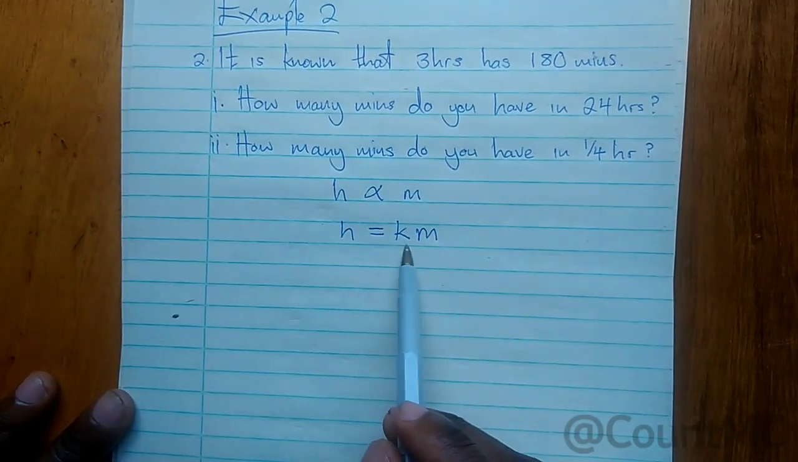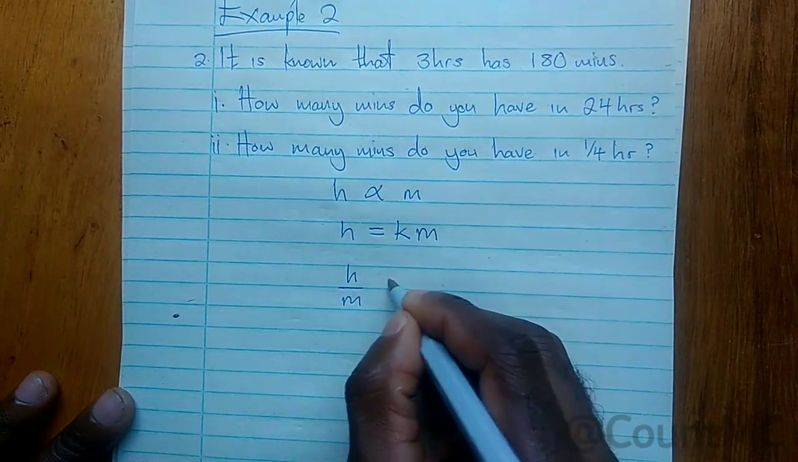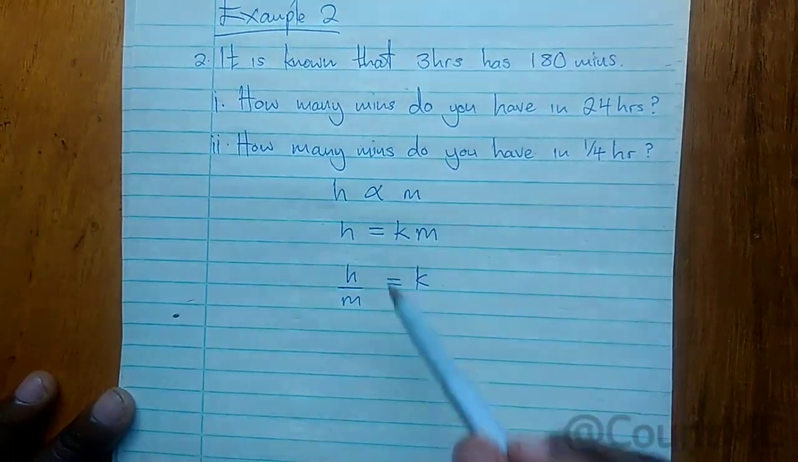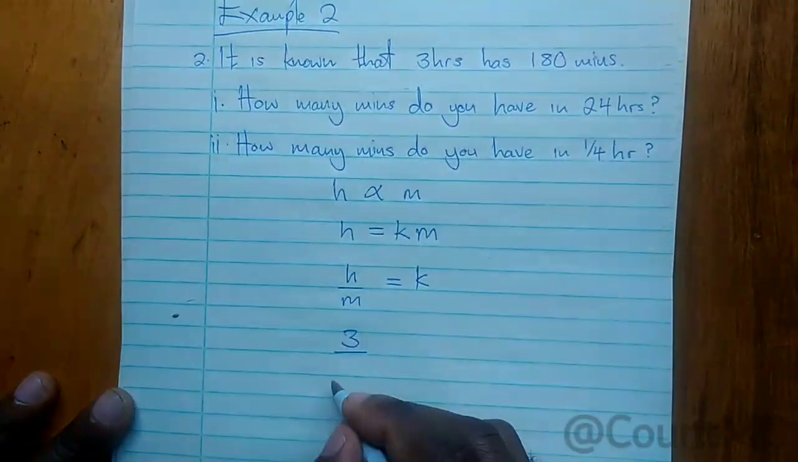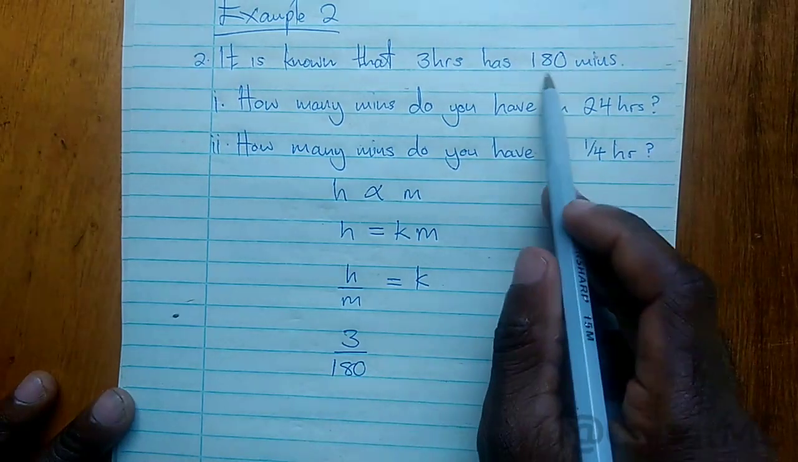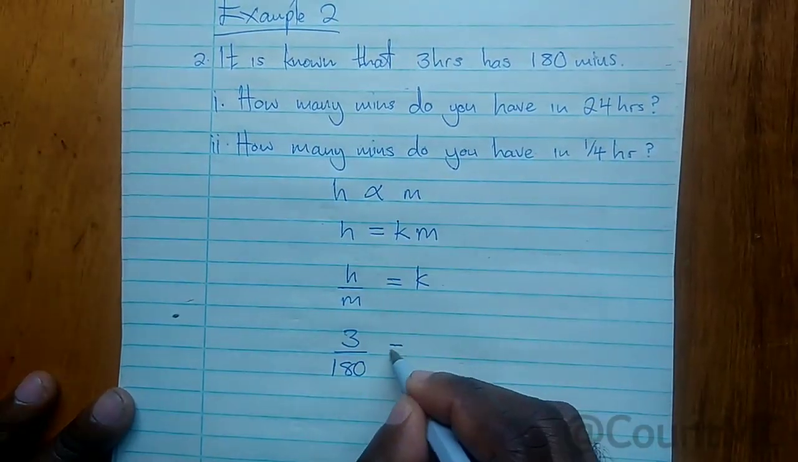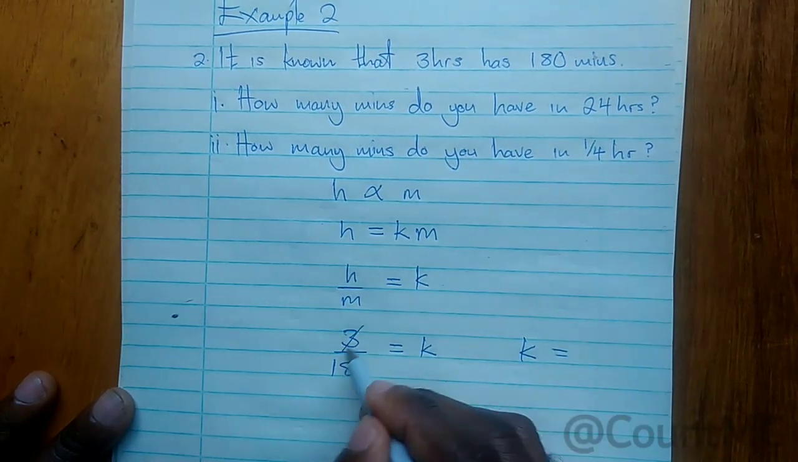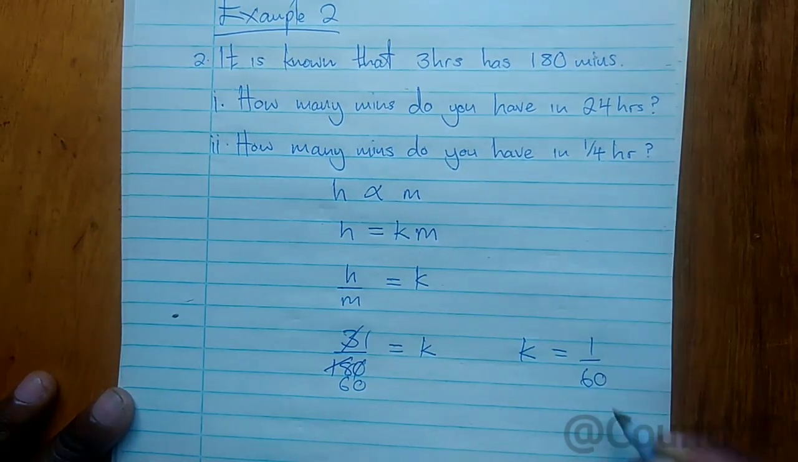Now let us find K. Hours divided by minutes is equals to K. 3 hours divided by 180 minutes. Take note, we are using our time here as minutes. 3 hours divided by 180 is equals to K. So your K is equals to 3 into 3, 1, 3 into 18, 6 into 0, 0. Our K is 1 over 60.